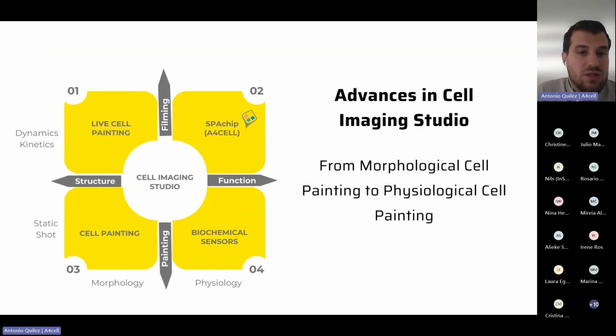Another thing that we are working on is to develop what we call a cell imaging studio, and we are trying to implement cell painting strategies that give us structural information and couple it together with our functional readouts from the SpheroCHECKs to offer a complete solution to the users.